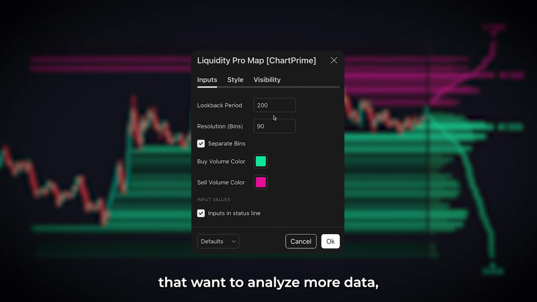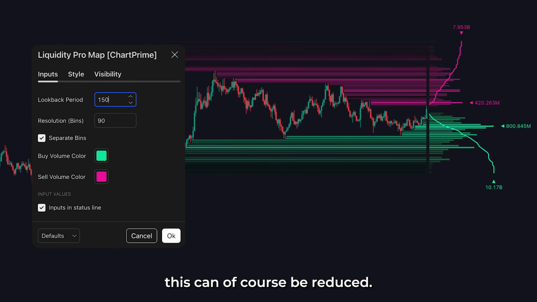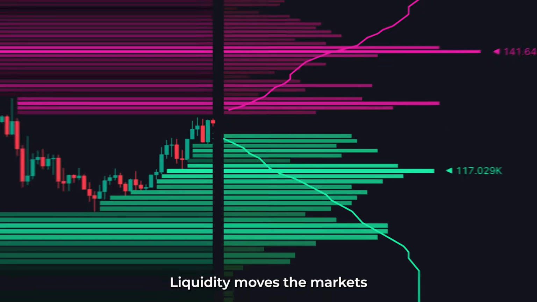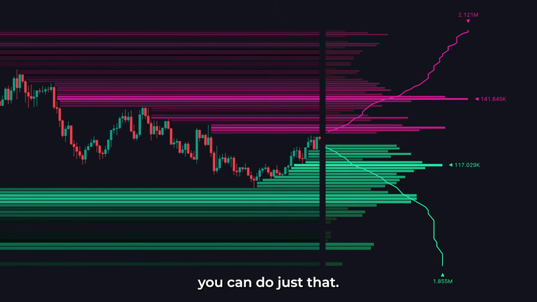For traders that want to analyze more data, the look back setting can be increased. And for traders that want to focus on the most recent data, this can of course be reduced. We can also increase the resolution to divide the market into even more segments to analyze on a more granular level. Liquidity moves the market, and with the Liquidity Pro Map by Chart Prime, you can do just that.